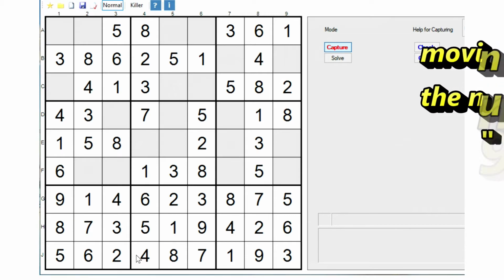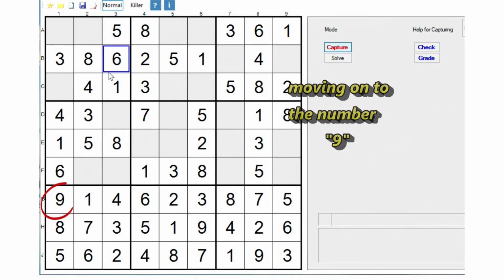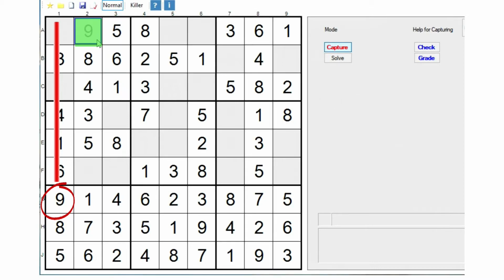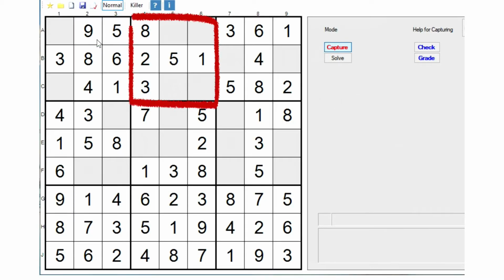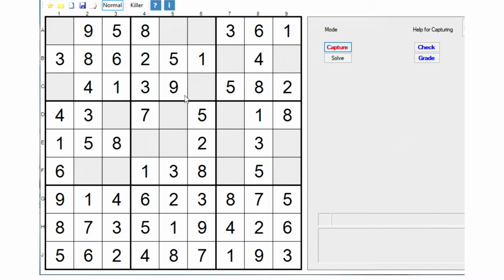Next is the number 9. Are there any blocks missing a 9? Right away we see block 1 is missing a 9, and it can only go here, so let's fill that in. Now looking at block 2, it still needs a 9, and looking outside the block for 9s, we can draw lines and find that the 9 must go here. Now block 5 also needs a 9, and it goes here.